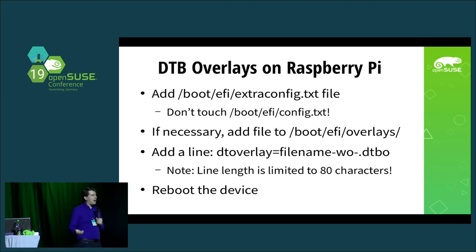Now, on the Raspberry Pi, this is fairly easy and kind of well documented in that there is a text configuration file. On openSUSE, this will be extraconfig.txt. Because config.txt is provided by our packages and may actually get changed on updates of the packages provided by openSUSE. In those text config files, you can add a line called DT overlay and then specify the file name of the overlay that you actually wanted to apply on top of the device tree that it will be using in the first place.